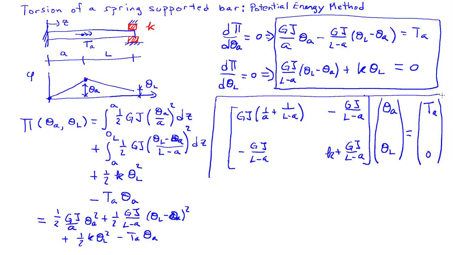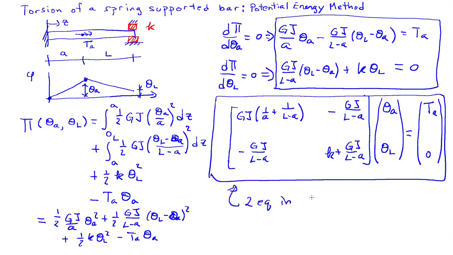So written in matrix vector form, it's clear now that we have two equations in two unknowns, and they're also linear. So this can be easily solved, say, using Cramer's rule, and that will allow you to find out what the rotation at A is and the rotation at L is by solving these equations. And also, by virtue of this diagram over here, we also know then what the rotation is at any location z along the length of the bar.